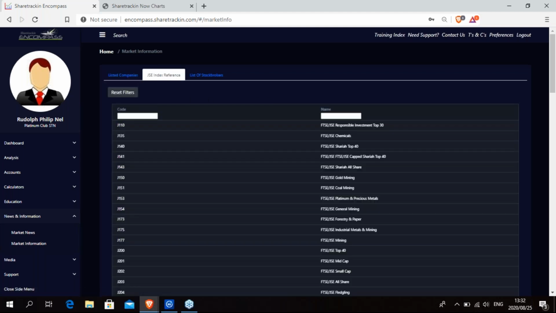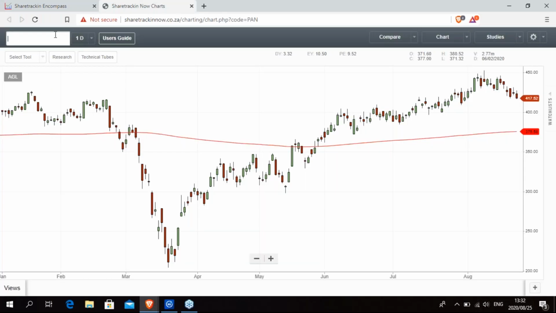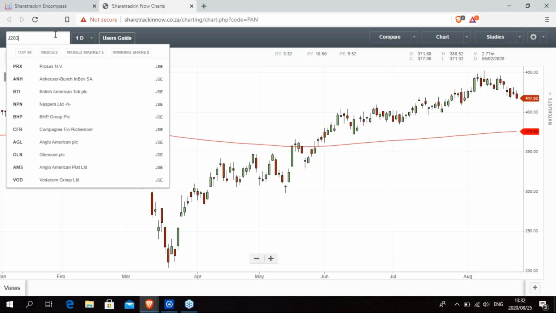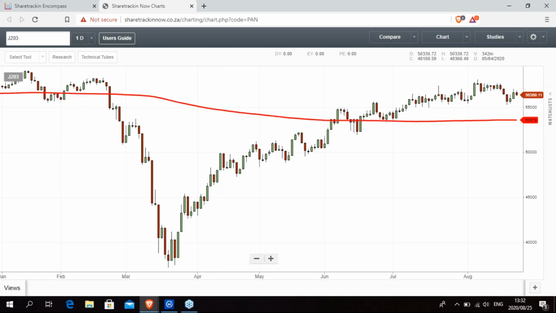JSE index will give you all the indexes, like for instance general mining, your financials, your top 40, mid cap, and these codes you can go and look up on the charts. So when you go to your charts, for instance, you put in J203, which is the all share index, and it's going to give you the all share index, what's currently happening on the JSE. All right, so it'll show you if the JSE is going up or down.